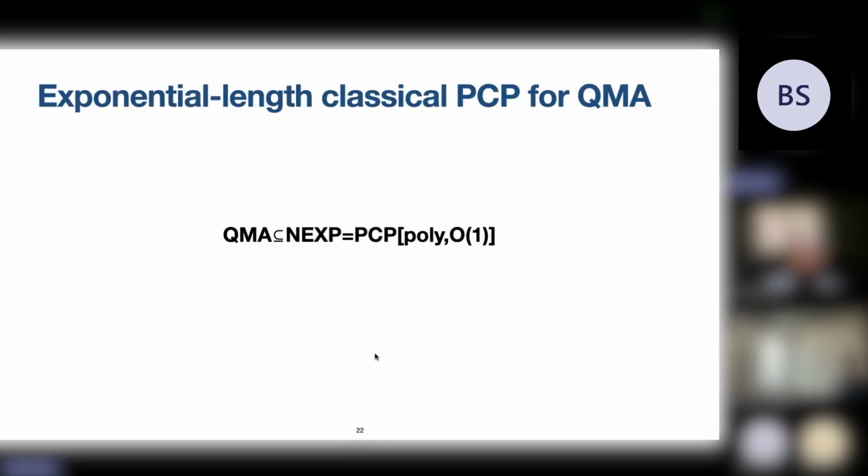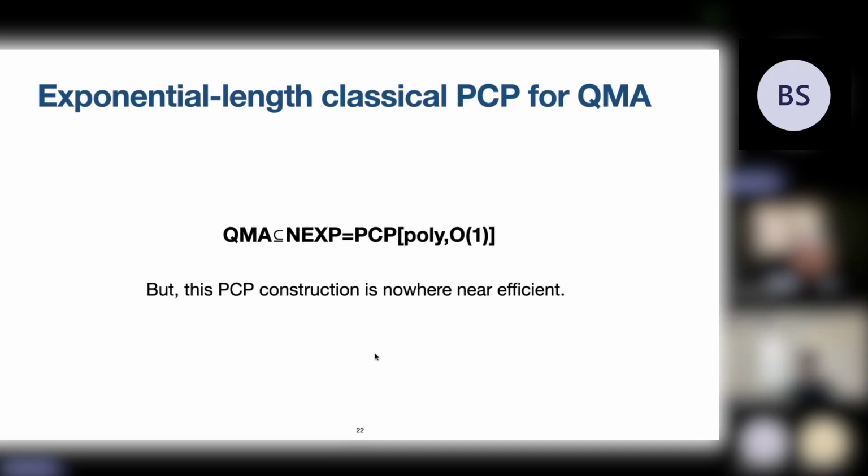Another related work is, if you think about QMA, it is actually in non-deterministic exponential time, which is included in PCP of polynomial randomness and exponential proof length. So this actually gives you an exponential length PCP for QMA, and the proof is even classical. But here the prover is nowhere near efficient. And for us, we have some efficiency for the prover.